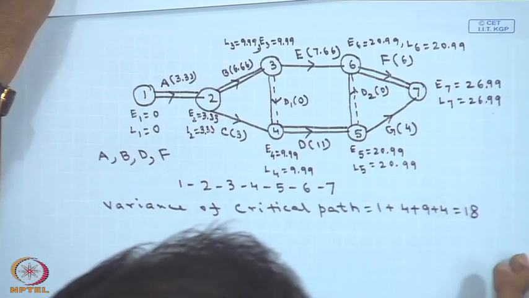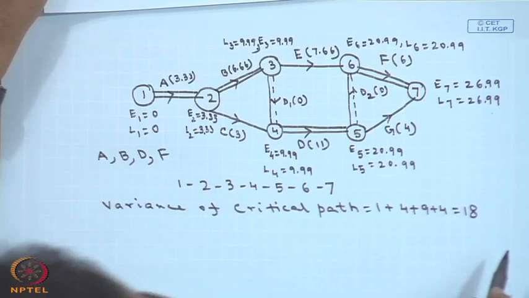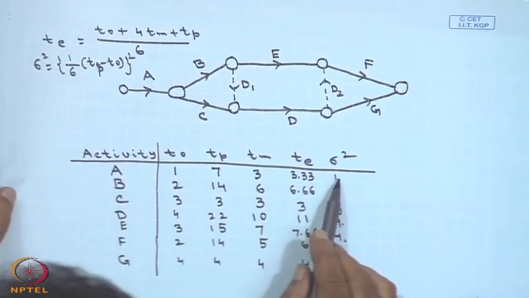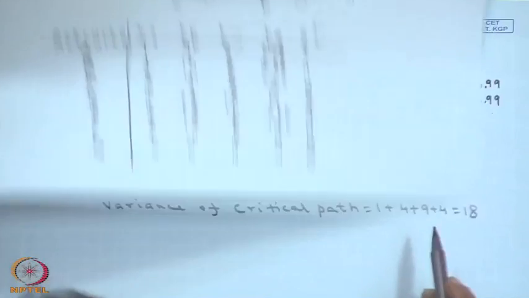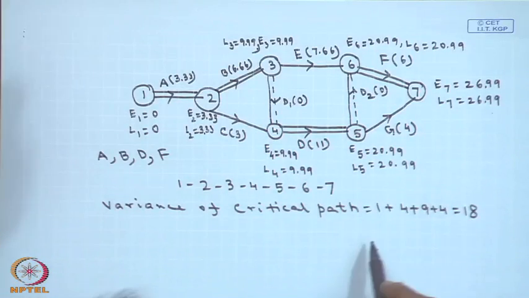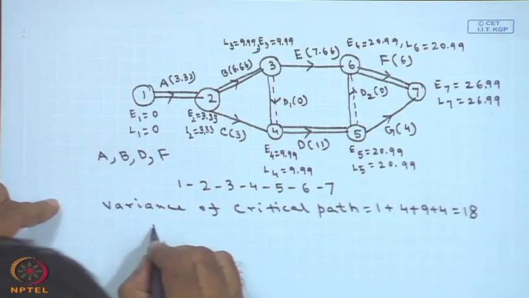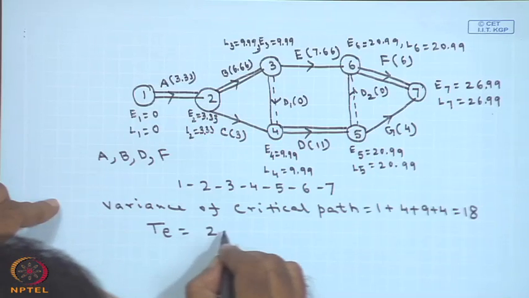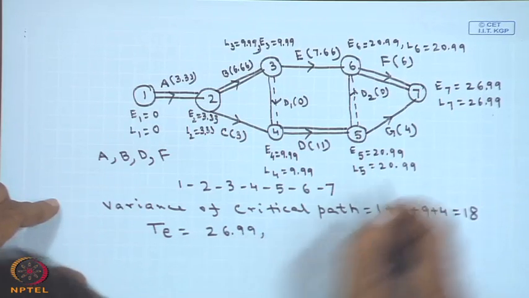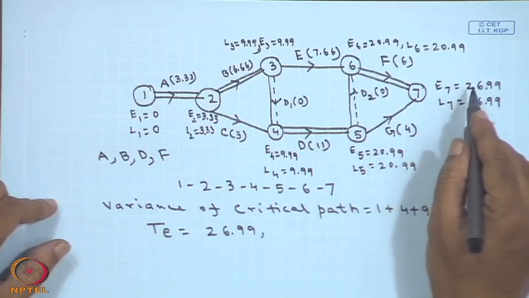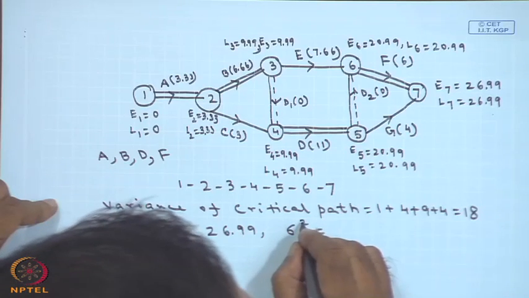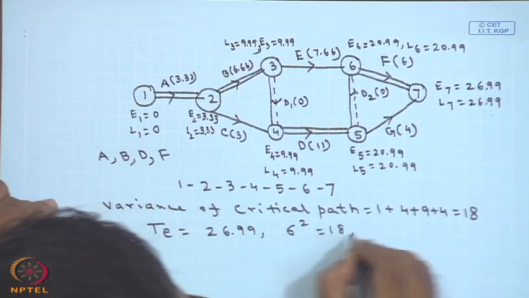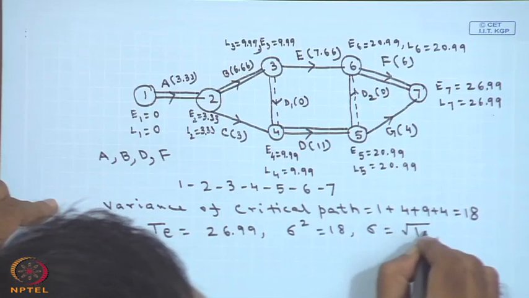The variance we are getting this way, and the expected completion time, from the variance we already calculated. For the critical activities you found the sigma square, and adding up you get the variance of the critical path. So, you can say that your TE is 26.99, that is the expected completion time of the project, and your sigma square is 18. So, your sigma is root 18.